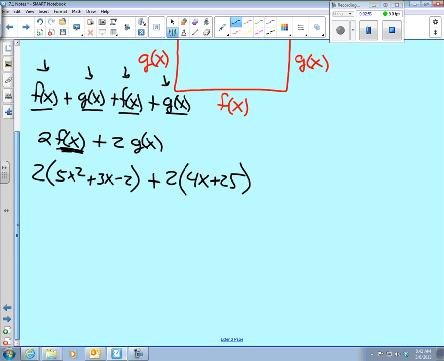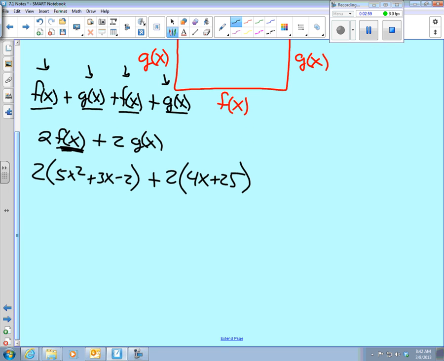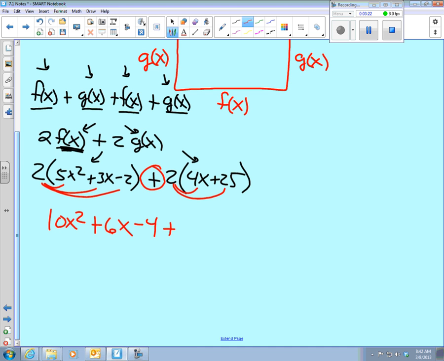Well, we got the expression part in there for our functions now. This is the title, the f of x and the g of x. These are the expression parts, and these are the parts that we're going to work with. So what do we got to do to simplify this? Get rid of parentheses. Use the distributive property. So I'm going to get 10x squared plus 6x minus 4 plus 8x plus 50. And then just combine all the like terms and you're done. You'll have your expression for the perimeter of this rectangle.